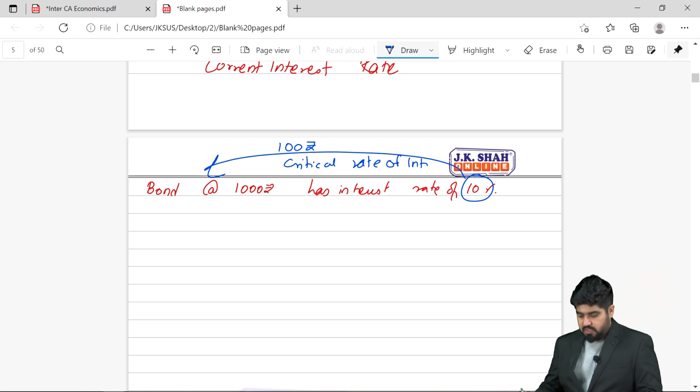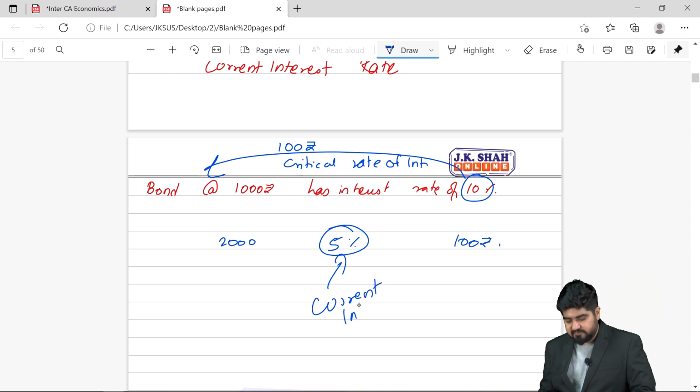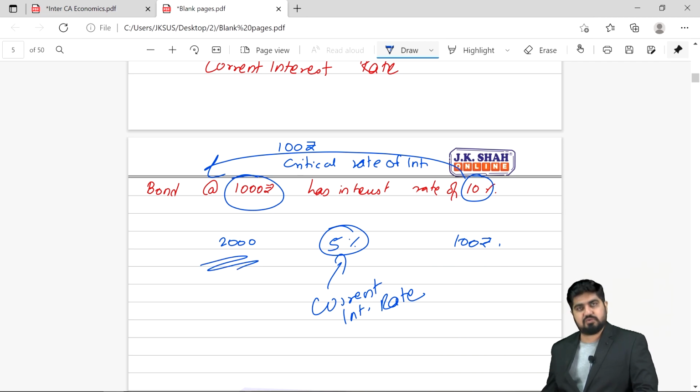Understood? But if the bond's market value becomes 2000 rupees, what will happen to the interest rate now? You will be getting 100 rupees interest only, but 100 rupees on 2000 means it is 5%. This 5% is the current interest rate. Now you tell me, the bond which was worth 1000 rupees is now available at 2000. Will people invest? No. So at that time, the liquidity preference will increase.